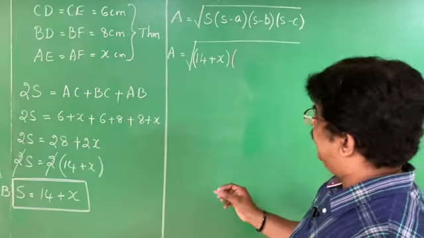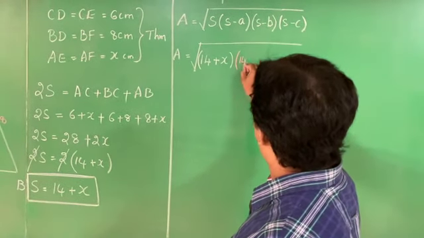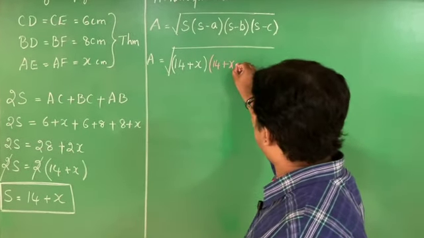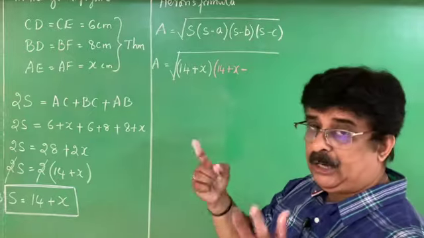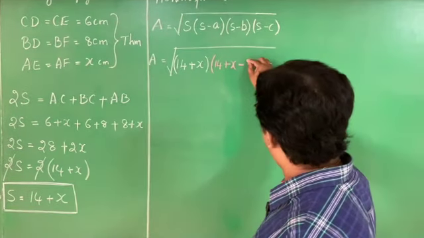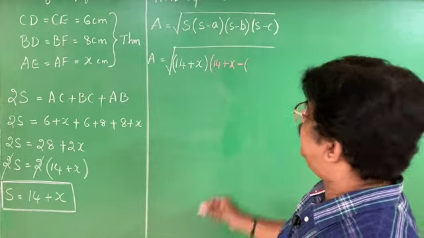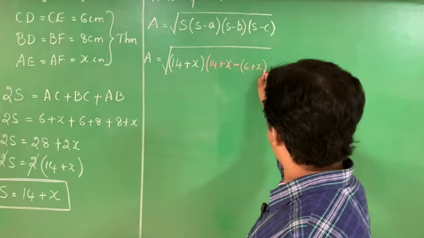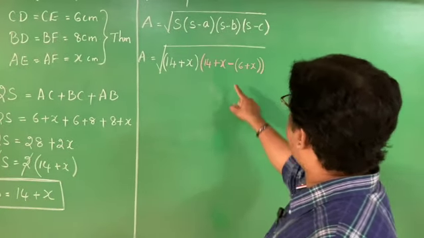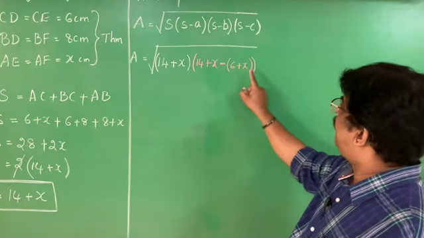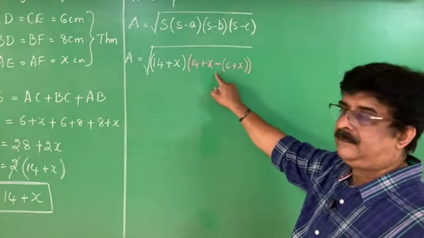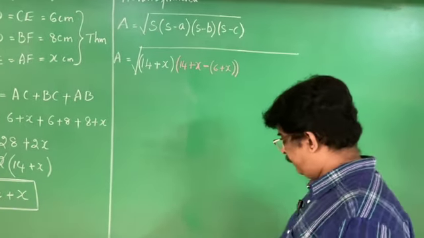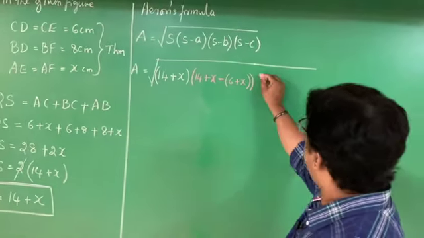S minus a means, S means what? 14 plus x. 14 plus x minus, again a is a binomial, therefore I put another bracket. That is, a is 6 plus x. Here, why have I written two brackets? You see, this bracket ends here and this is right. Again I continue.